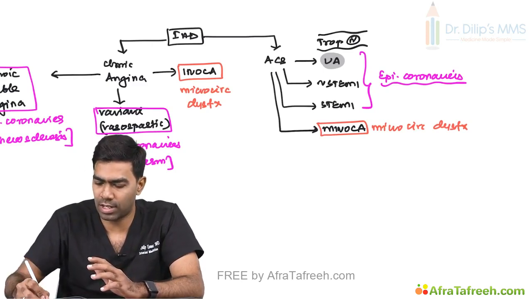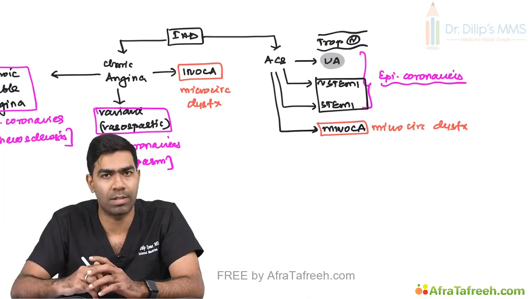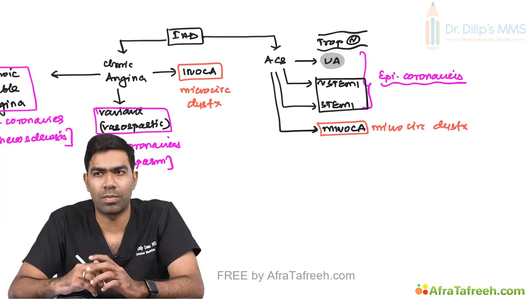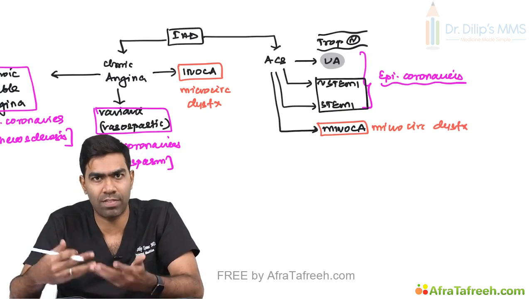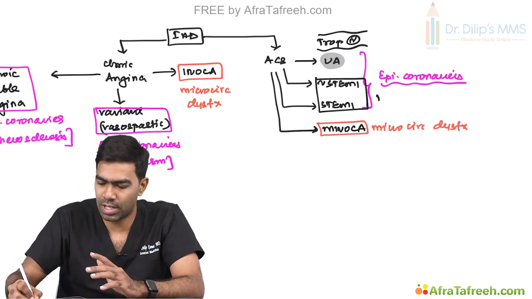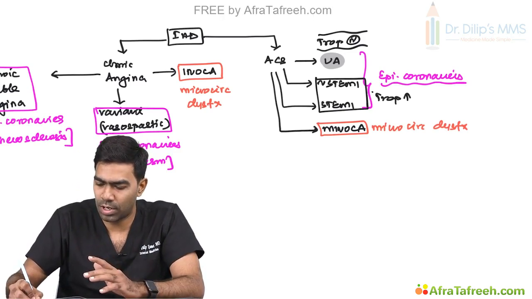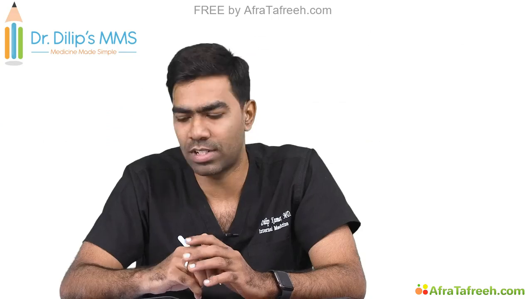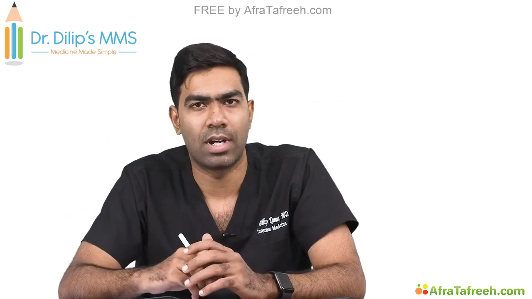On the other hand, if you take a STEMI and a NSTEMI, here the thrombus formation is so significant that there will be an infarct generation in that area, which means there will be a troponin elevation. So the biomarker elevation is the one that differentiates the NSTEMI, STEMI versus unstable angina.